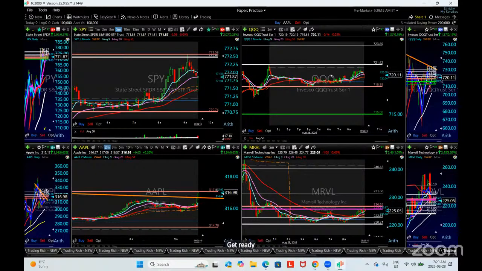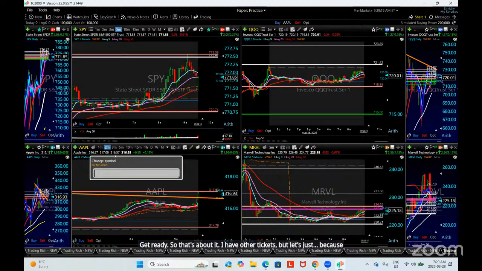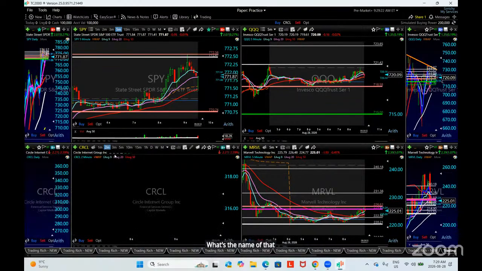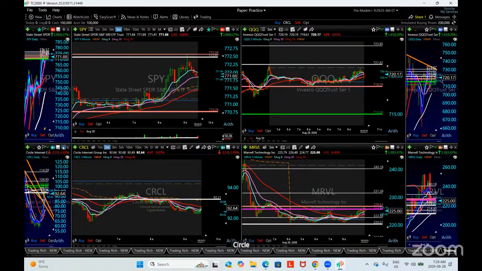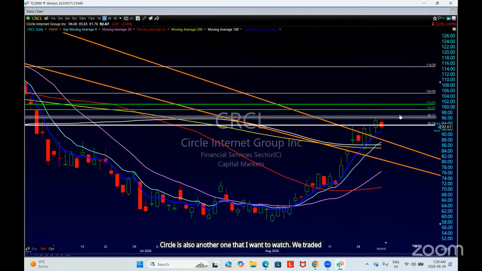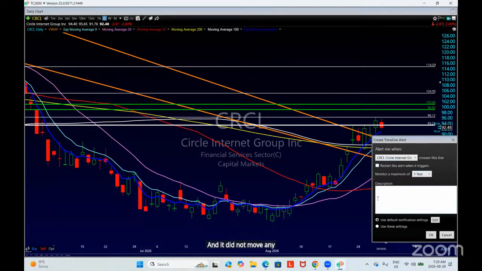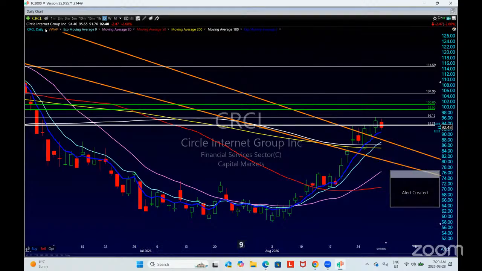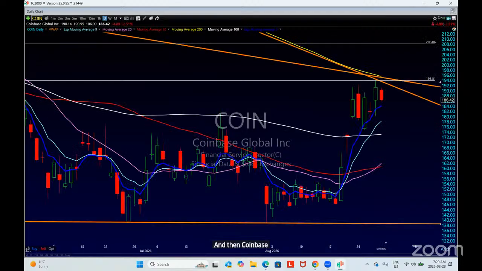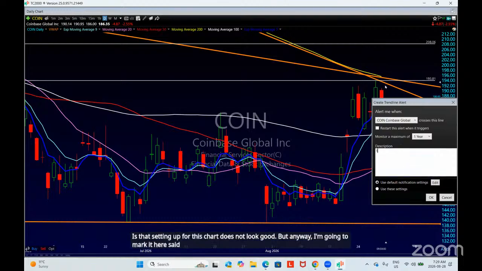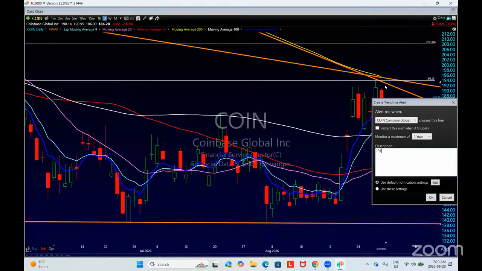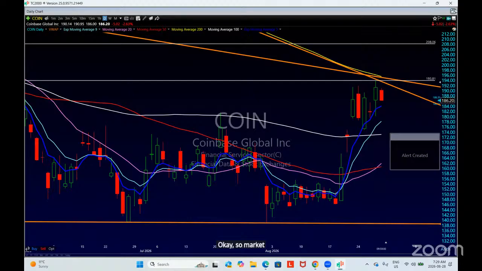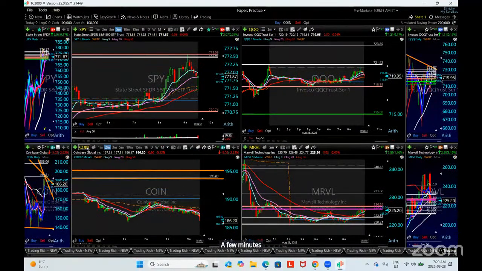So that's about it. I have other tickers, but let's see. Circle is also another one that I want to watch. We traded it last week and it did not move, it consolidated and misbehaved. So let's see, 97. And then Coinbase. This chart does not look good, but anyway, I'm going to mark it here, set alert, 94. Okay, so market opens in a few minutes here. Let's go back to Apple.